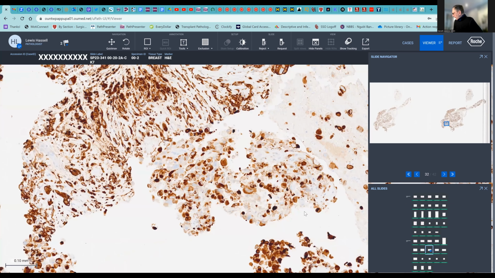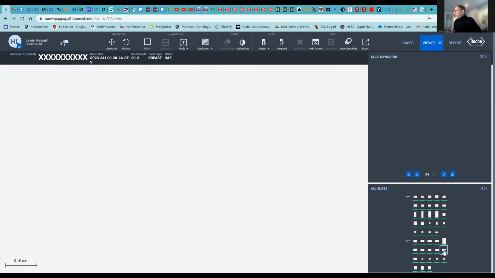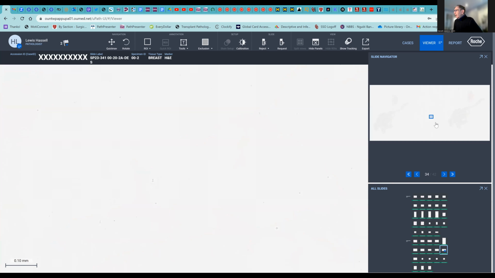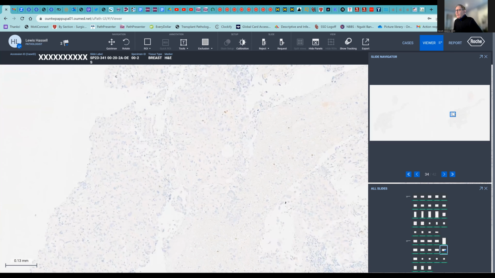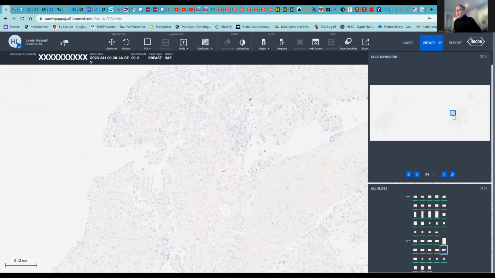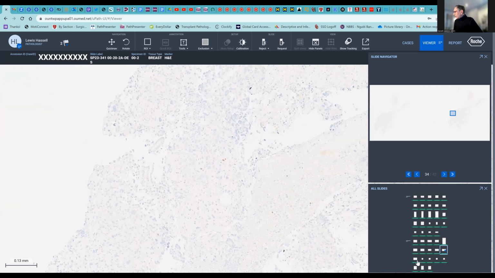Now, because of the rhabdoid component, we wondered whether there might be an element of myogenic differentiation. We did a desmin stain as well. And as you can see here, this is totally negative in these cells. And similarly, the myogenin stain was also negative.